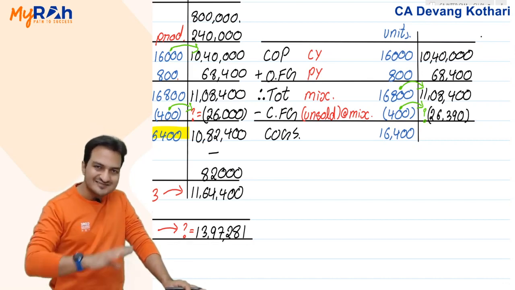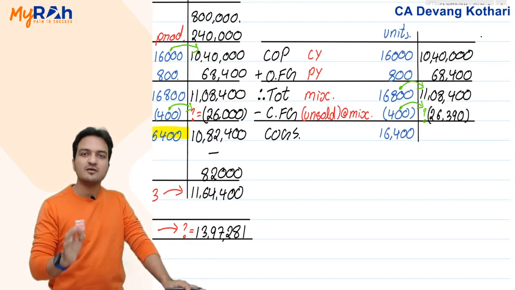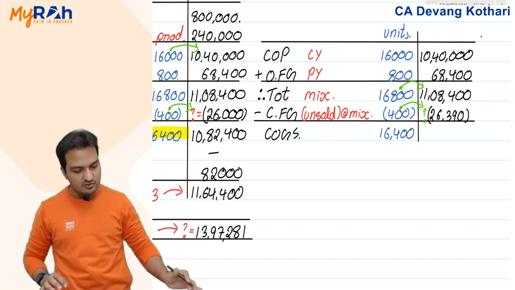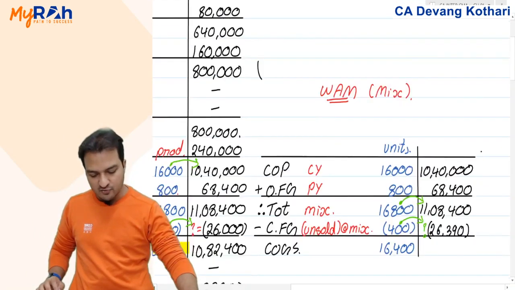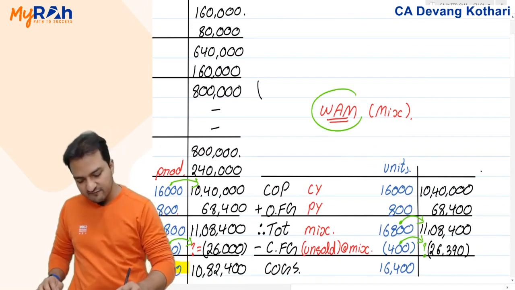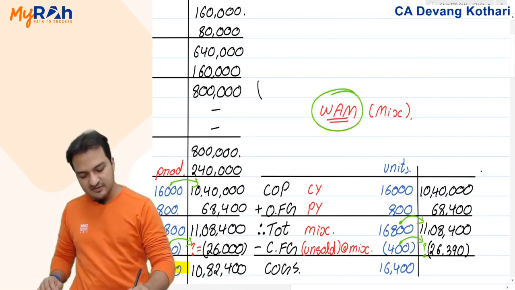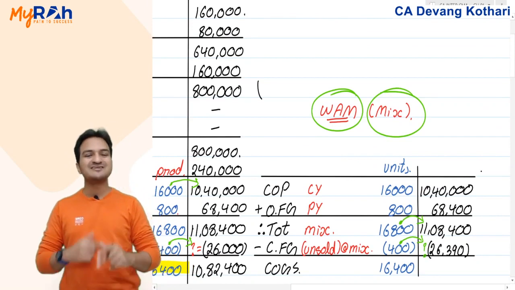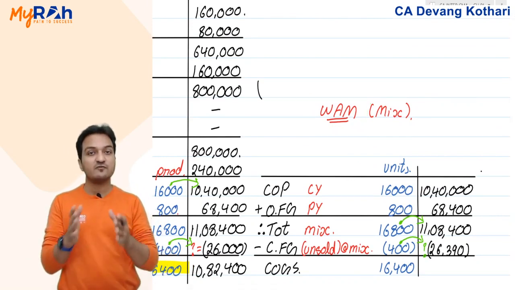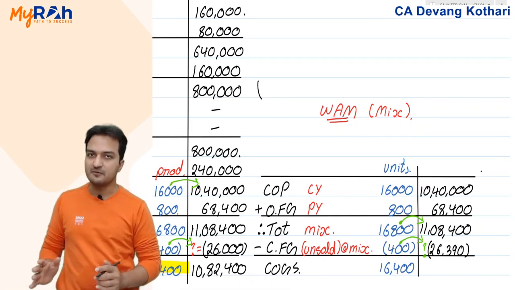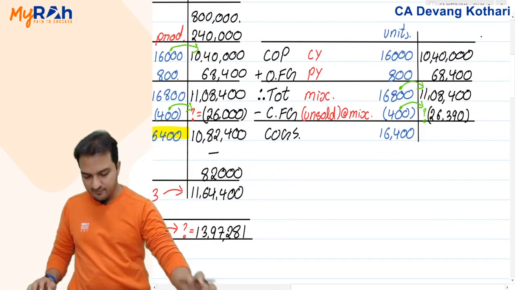Ultimately, out of yesterday's explanation, the main thing you need to remember was the logic behind the weighted average method: weighted average method means valuation is done based on a mixture. A mixture of what? A mixture of current year plus opening. Mixture of current year plus opening. Done? Yes? Okay.